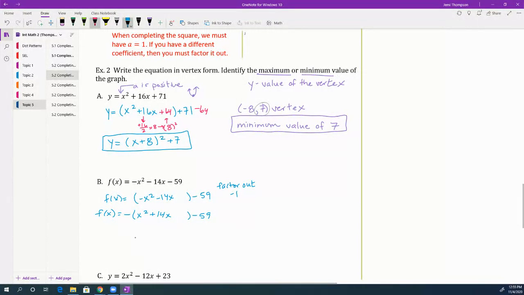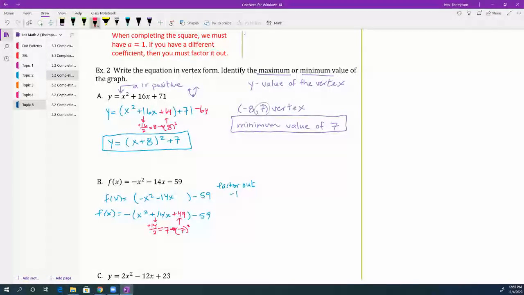All right. So I factored it out. I took it out in front. Now I complete the square. So I take half of 14, which is 7, and then I square 7, so I add 49.